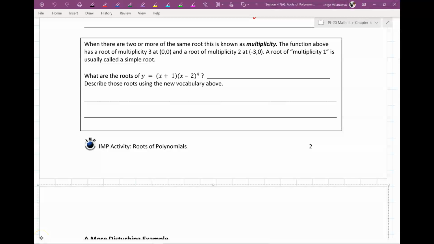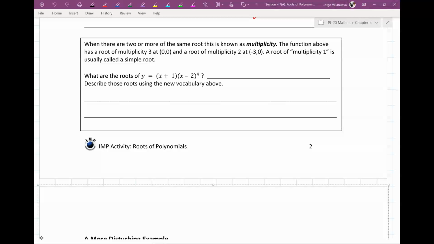All right, so like I said yesterday, I had you guys do this on your own, so let's take a look at it. It says when there are two or more of the same root, this is known as multiplicity. If you remember yesterday, we found some answers. I think we had a power of 5 function, but we only found 2 roots, right? But one of the roots came from a power of 3, so we said that it had multiplicity 3.